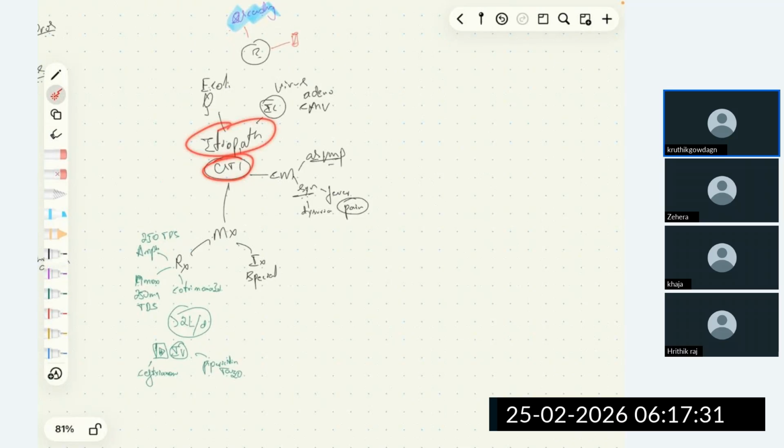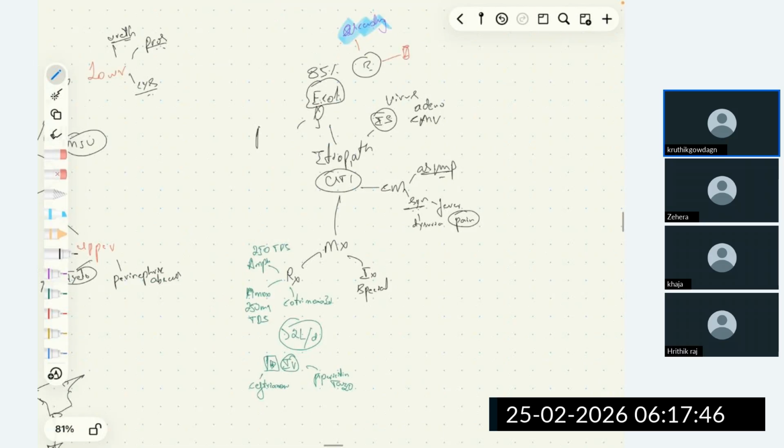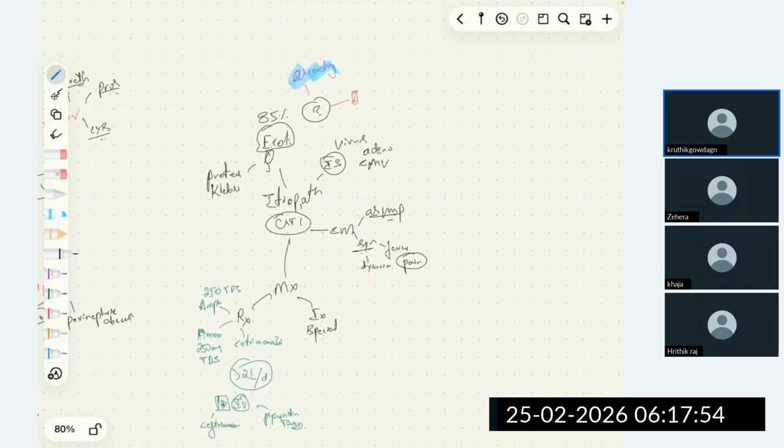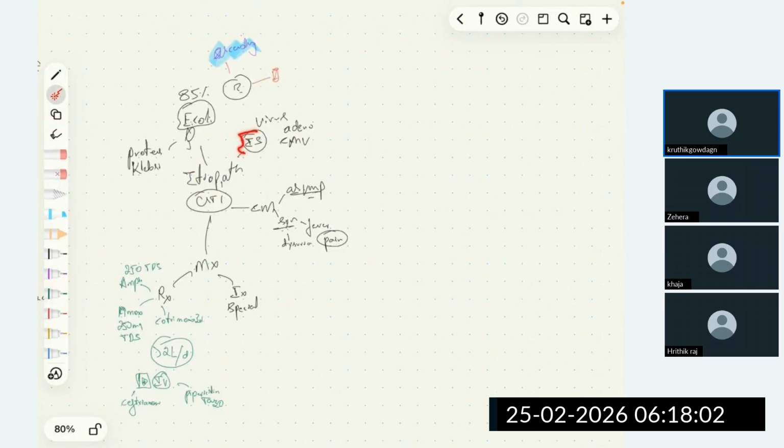What are the organisms causing urinary tract infection? In immunocompetent individuals, E. coli is the most common cause of UTI, in 85% of them. In the remaining patients, Proteus, Klebsiella, Enterococcus, and other organisms can cause UTI. In immunosuppressed patients, viruses like adenovirus and cytomegalovirus infection are pretty common.